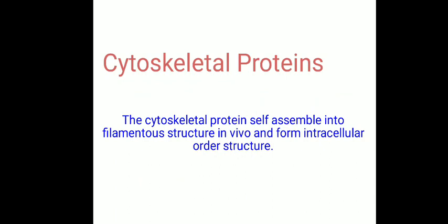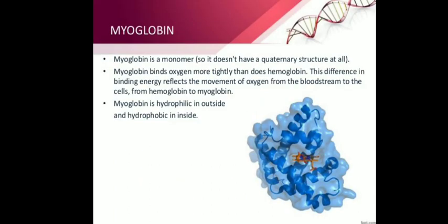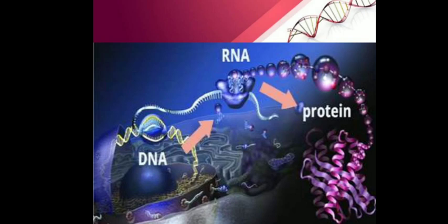And these cytoskeletal proteins themselves assemble into filamentous structures inside the cell and form an intracellular ordered structure. साइटोस्केलेटल प्रोटीन क्या करता है, खुद ही assemble होता है filamentous form में, एक filament जैसा thread like structure form में ये cytoskeletal proteins arrange हो जाते हैं inside the cell, and it forms an intracellular ordered structure. सेल के अंदर एक proper order में linear structure ये cytoskeletal form करते हैं, which carry out various functions inside the cells.